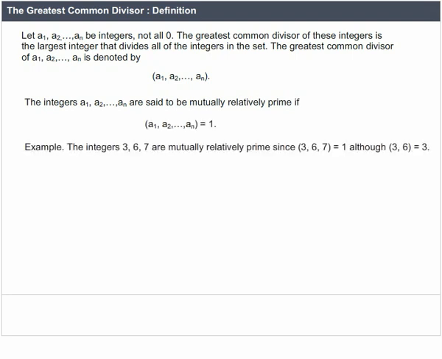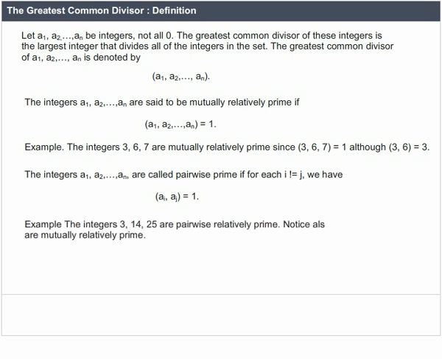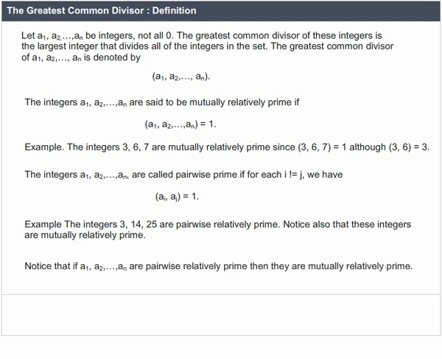Example. The integers 3, 6, 7 are mutually relatively prime since (3, 6, 7) equals 1, although (3, 6) equals 3. The integers a1, a2, etc. an are called pairwise prime if for each i not equal to j, we have (ai, aj) equals 1. Example. The integers 3, 14, 25 are pairwise relatively prime. Notice also that these integers are mutually relatively prime. Notice that if a1, a2, etc. an are pairwise relatively prime, then they are mutually relatively prime.